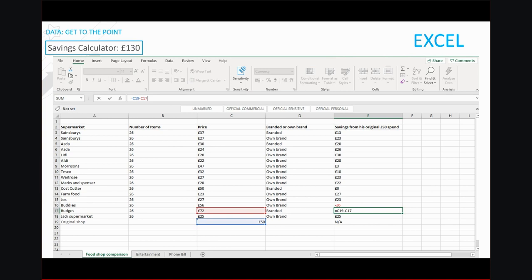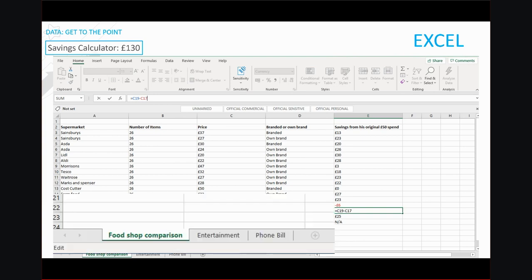So Excel can be a great place to store all of the correlating data displays and allow you to store large amounts of data and even complete formulas. And just some top tips for displaying and storing data in Excel are simply labelling the sheets. You can see clearer at the bottom that we've labelled these sheets food shop comparison, entertainment and phone bill. If not, these sheets would have been called sheet 1, sheet 2 and sheet 3, which obviously isn't very clear.